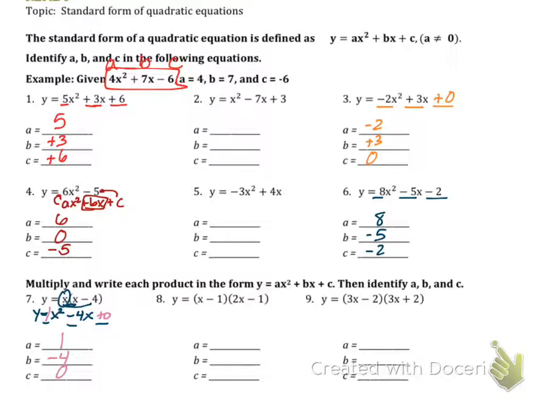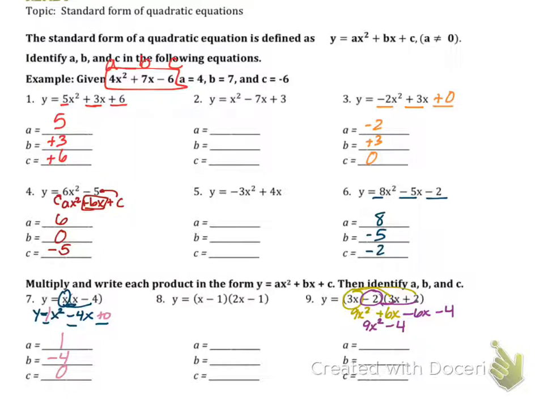For number 9, do the same thing. Take the 3x and distribute it in. So 9x squared plus 6x, and then negative 2, distribute that in. So negative 6x minus 4. When I combine my like terms, I end up with 9x squared. The plus 6x and minus 6x will zero out, and I'll get minus 4.